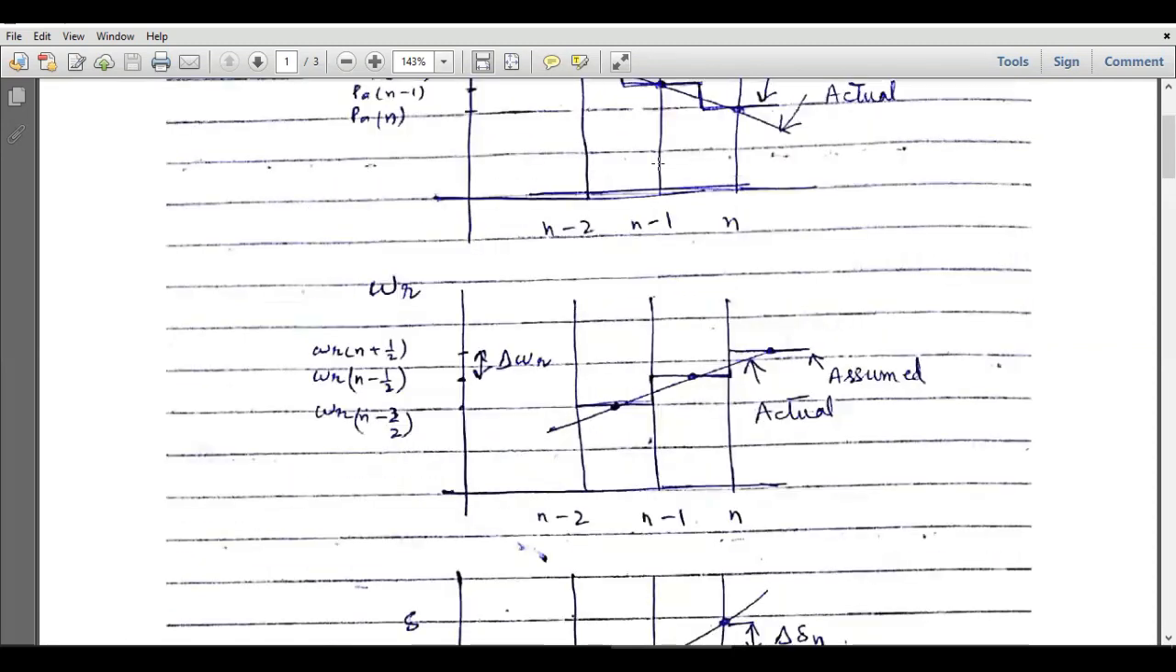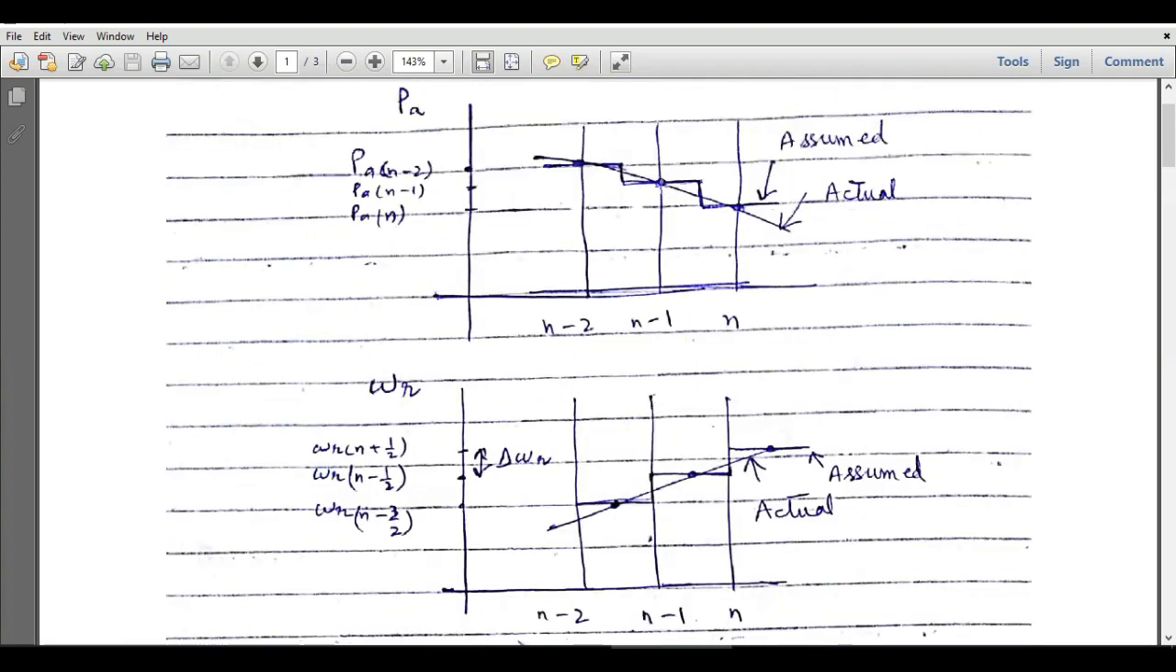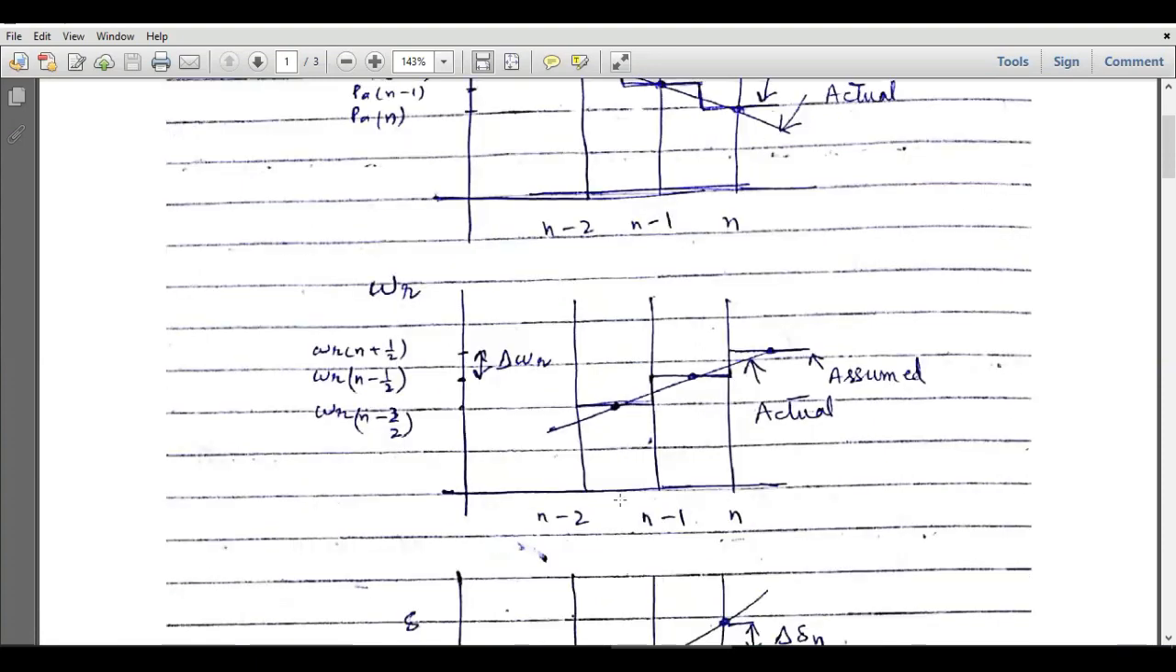Okay, so this is omega r at n minus 1 by 2, this is omega r at n minus 3 by 2. So in between these 2 points, the value of power will be considered, which is defined as PA at n minus 1. So that's why the power values are present in between the two successive samples of rotor mechanical speed. Similarly, rotor mechanical speed is defined in between two successive samples of the accelerating power. So actually this is the reason.